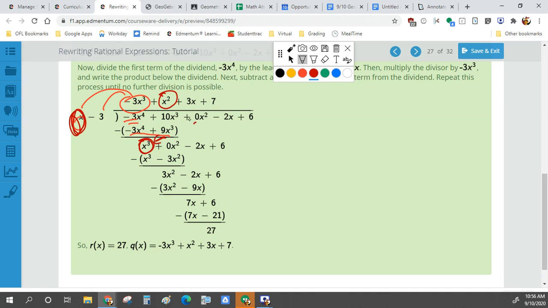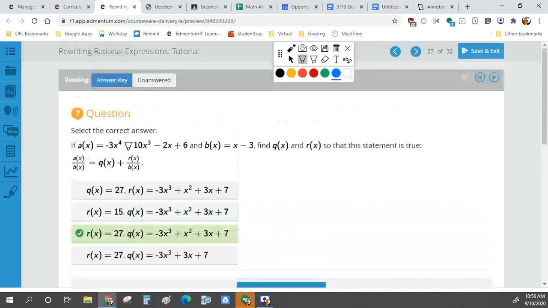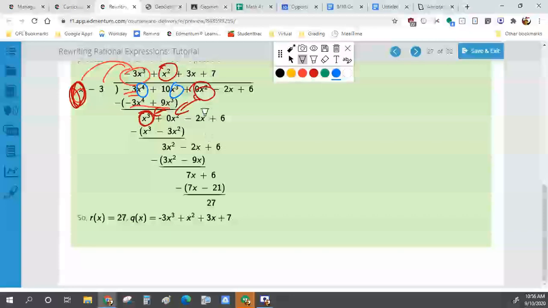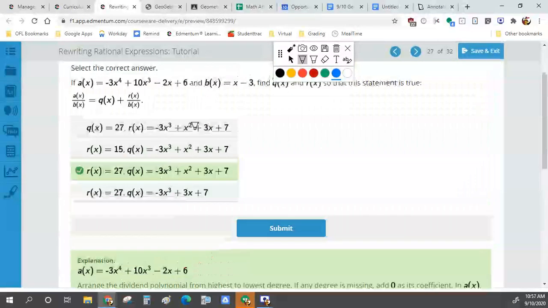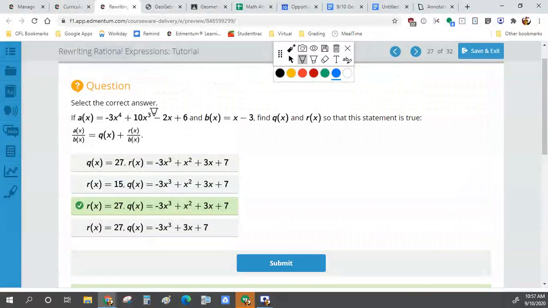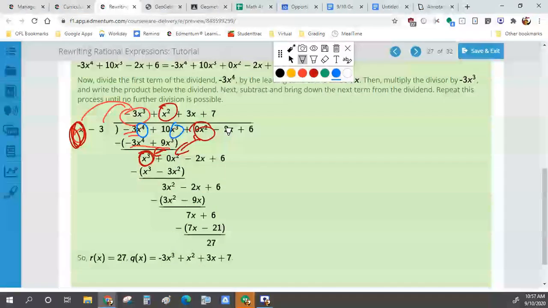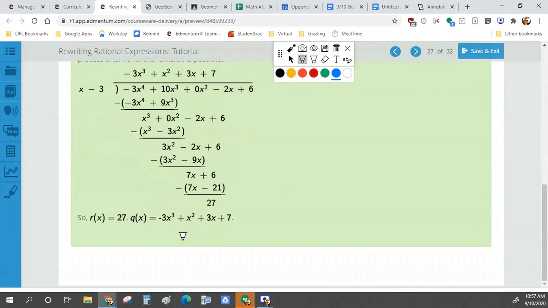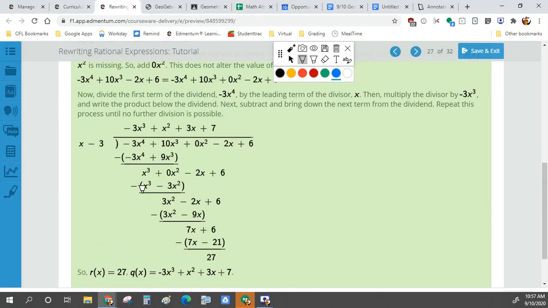This goes here. You're going to bring down this x to the 0. So you always have to have all the polynomial terms. Notice how they're always including this. Even though there wasn't an x squared in the original, you have to write one in. So they didn't have one, so they wrote it in. And then you're just going to do it just like you would regular division. So this is what you would do.